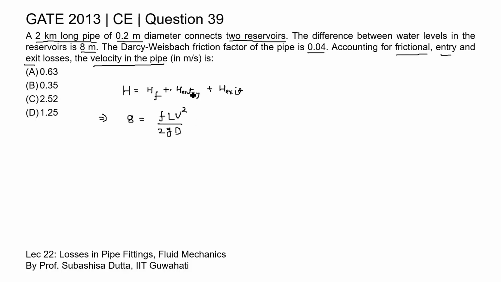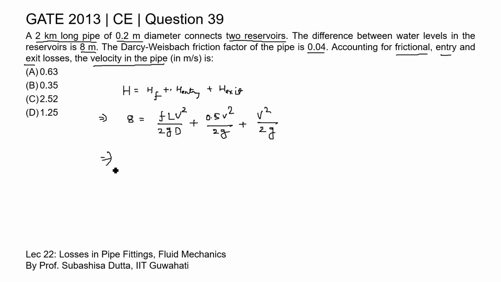And the head loss due to entry can be calculated by the formula 0.5 V square by 2g, and the loss due to exit is V square by 2g.